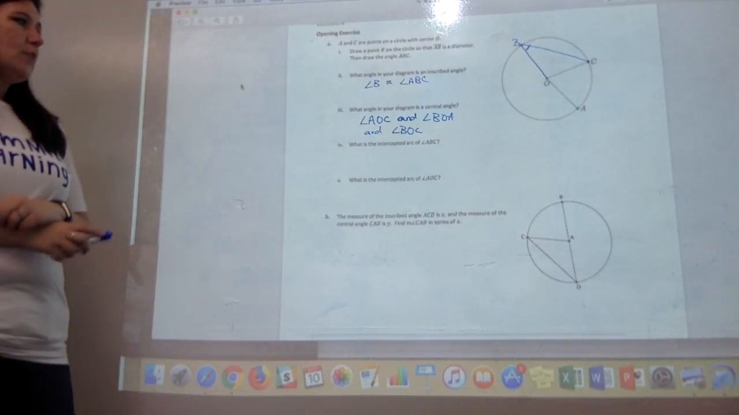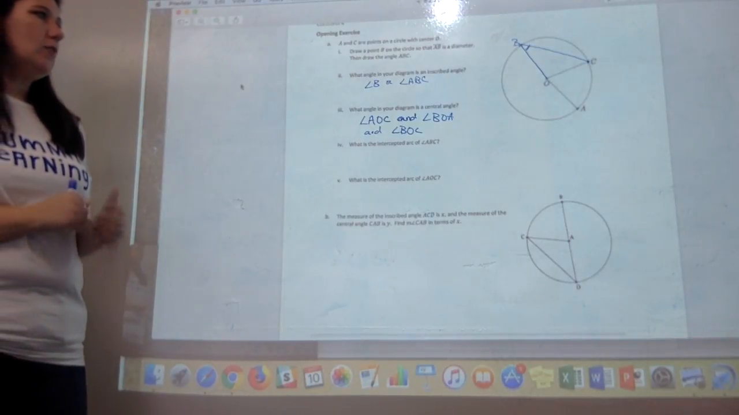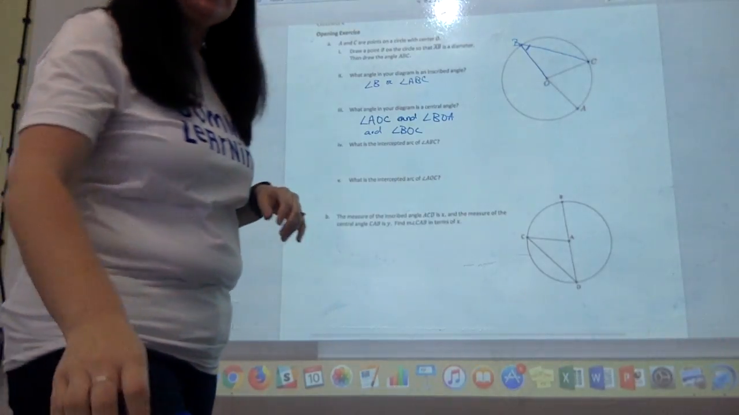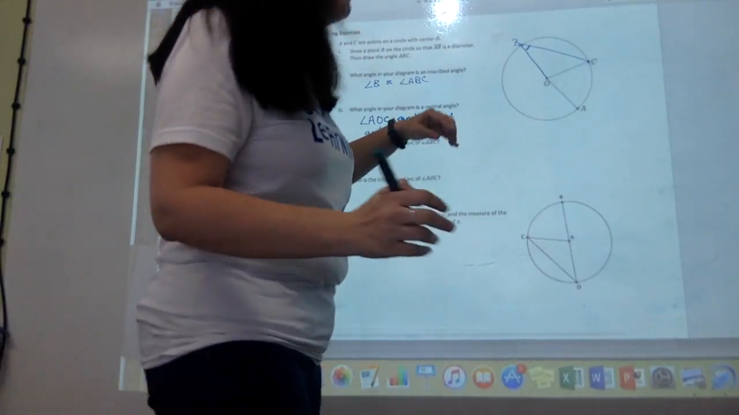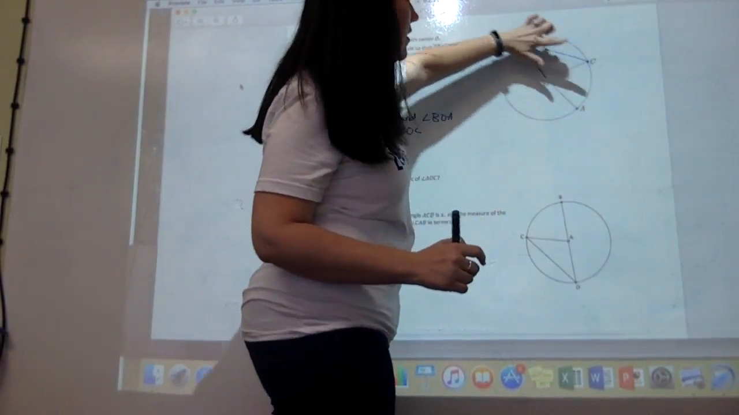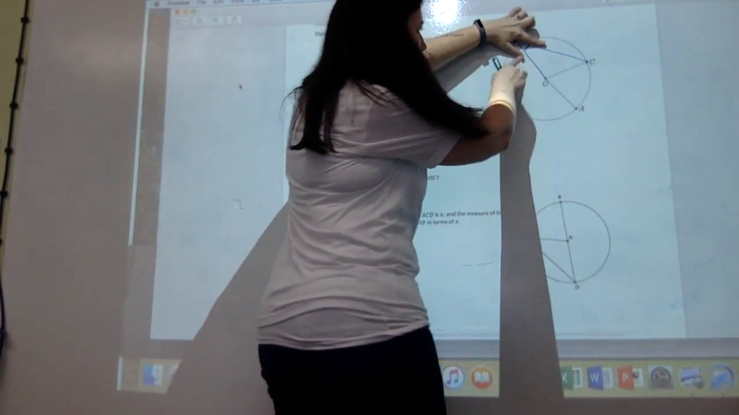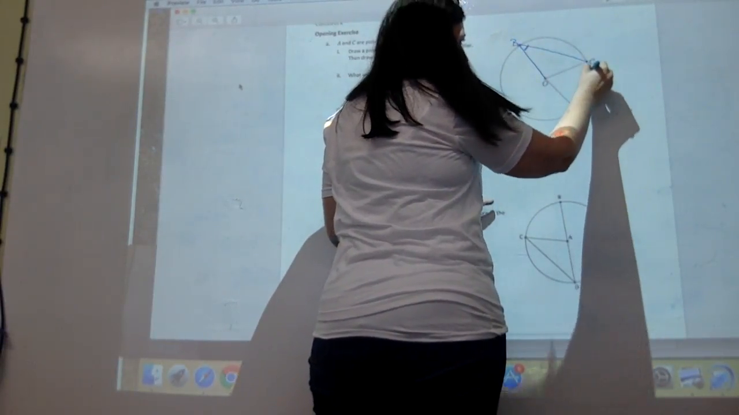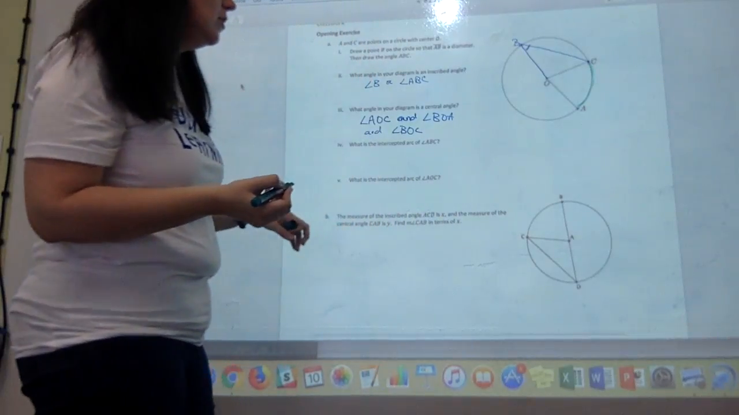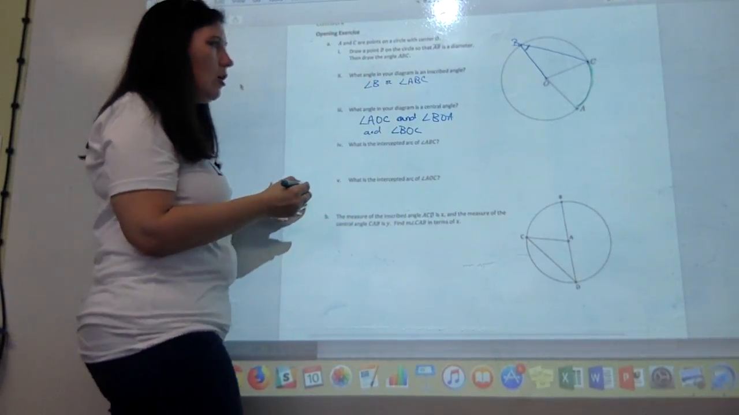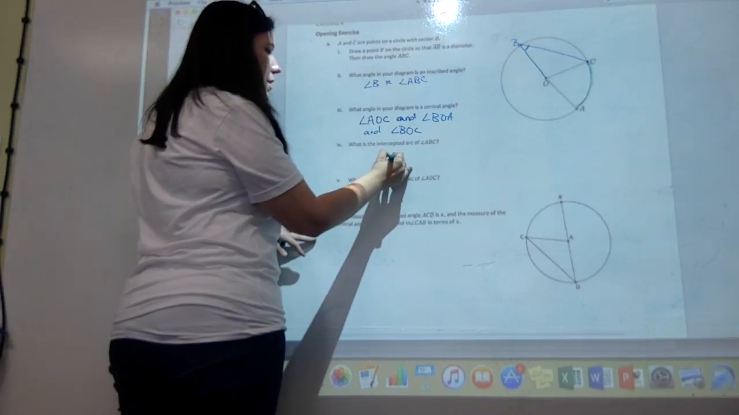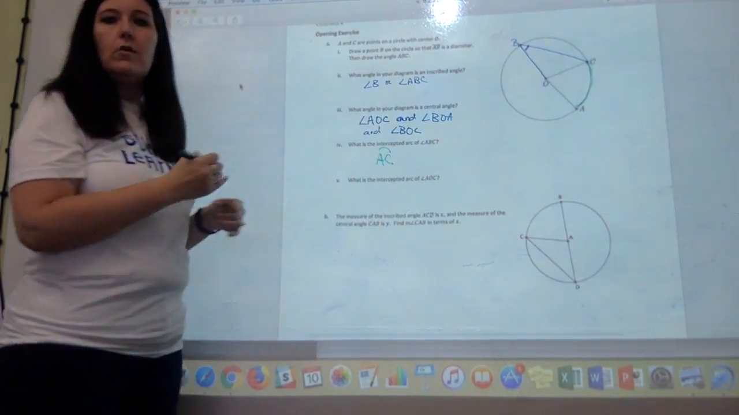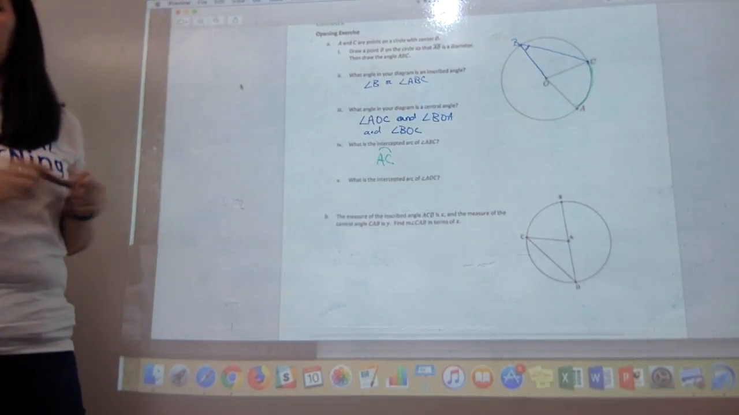What is the intercepted arc of angle ABC? AC. If I follow it, here's ABC, so there's the V, and if we follow it up, it creates the arc, or the scoop. That is how we label an arc: we put its points, but instead of putting a line segment over it, I put an arc over it, arc AC.